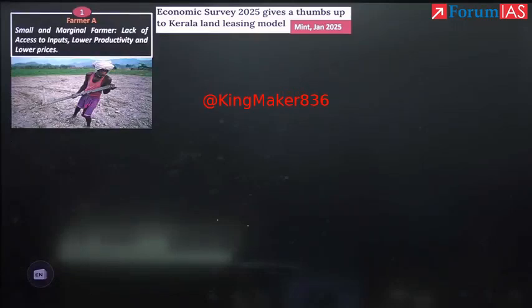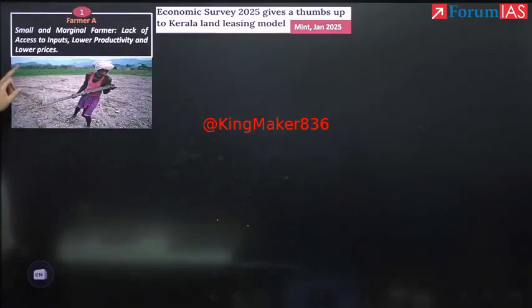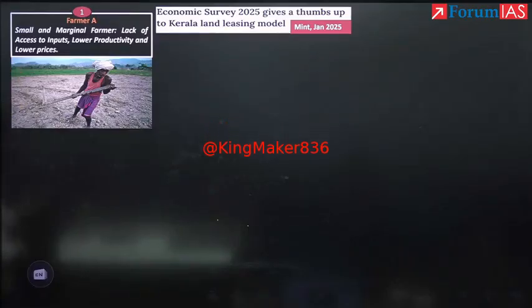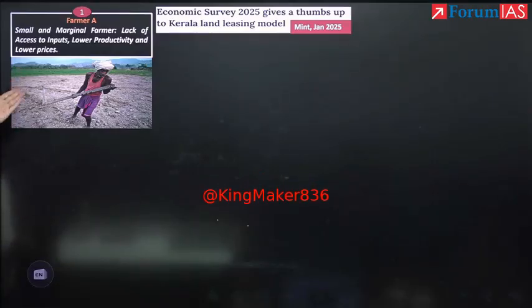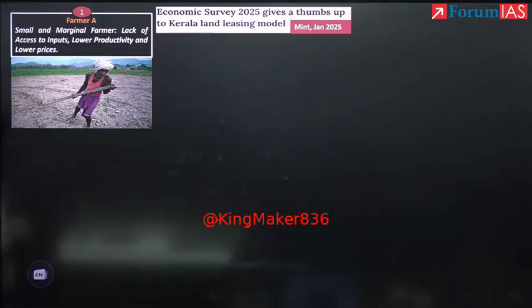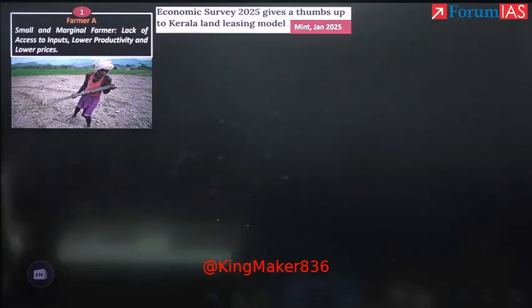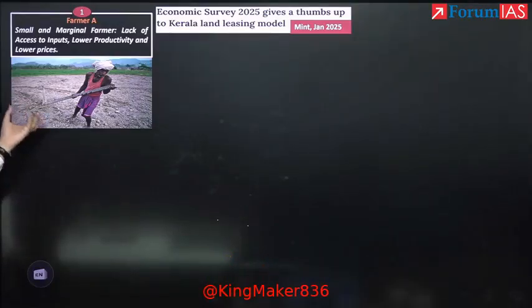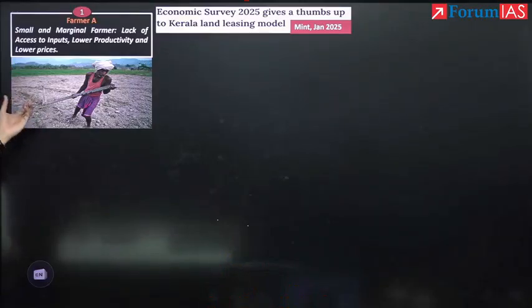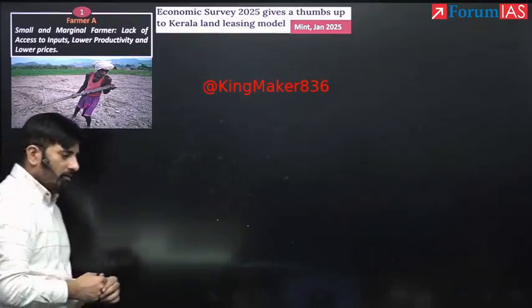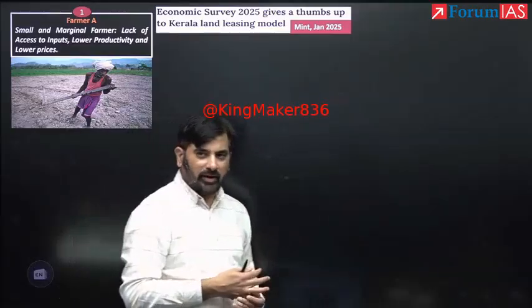Let's say there is a farmer. This particular farmer is a small and marginal farmer. We covered the problems faced by small and marginal farmers. He might not have access to inputs. He does not have modernized land records, because of which he cannot take credit. The overall productivity of the agriculture land is less. And if he tries to sell the agriculture produce in the market, he is most likely to be exploited by middlemen and traders. We have also covered that the income of farmers is too low in India.